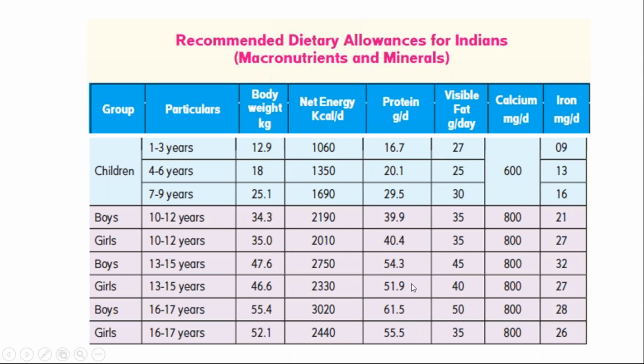The protein is more than 1 gram per kg per day. And also, if you look, the fat also is almost more than 1 gram per kg.